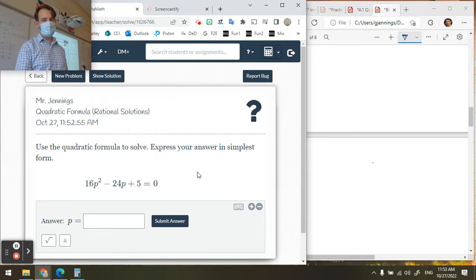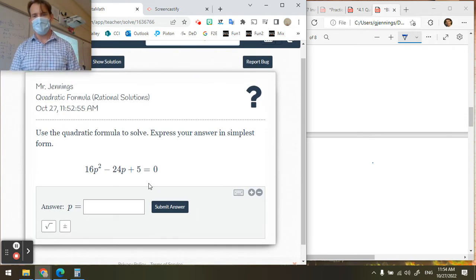But to actually factor this, I see there's no common factors possible, and I need to multiply to 16 times 5. I need to multiply to 80 and add to negative 24. That doesn't feel easy to me, so I'm going to do something else rather than try to figure that out. So let's take a look at what other things we can do. It's just a 20 times 4, and they're both negative, but we can also use the quadratic formula.